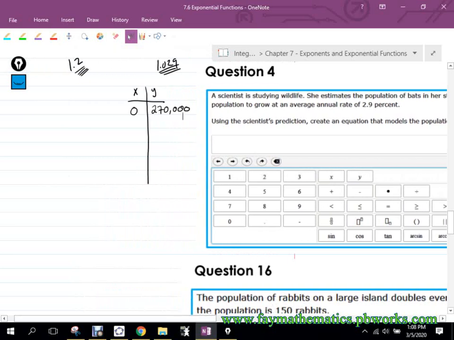All right, so that is the initial time. That's the initial population. It says it has a growth rate, an annual rate of 2.9%, okay? And it's going to grow. So when it says grow, that means I'm adding, right? You could maybe experience a question where you have a population that's decreasing, so it would have a decay rate, and then that would just tell you that you're subtracting, okay?